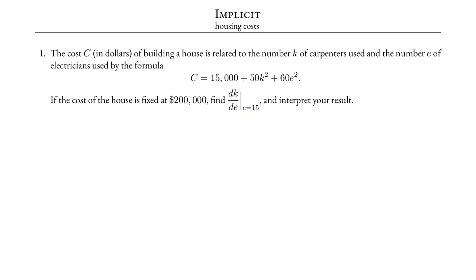We start with the equation C equals 15,000 plus 50K squared plus 60E squared. We want to take the derivative with respect to E. Therefore, we set up d/dE on the left and d/dE on the right. On the right, it is the sum. The derivative of the sum will be the sum of the derivatives.